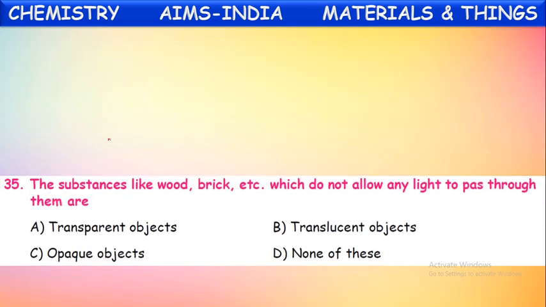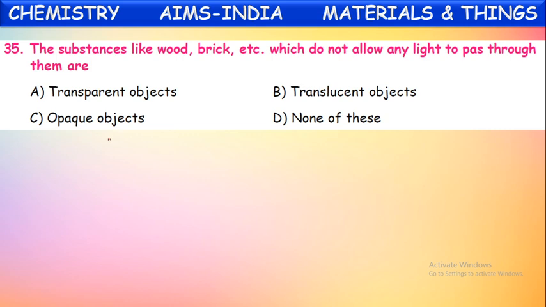Next, the substances like wood, brick, etc., which do not allow any light to pass through them, are said to be. What are they called, these materials? Just now we have seen the materials through which we cannot see anything, we cannot see the objects, are called opaque objects. Based upon the transparency, materials or objects are classified into three types we told: transparent, translucent, and opaque.